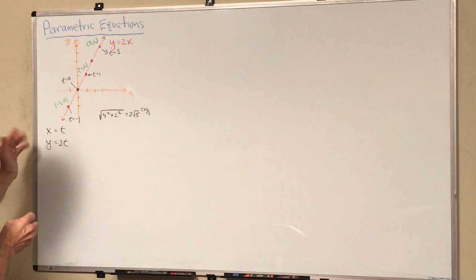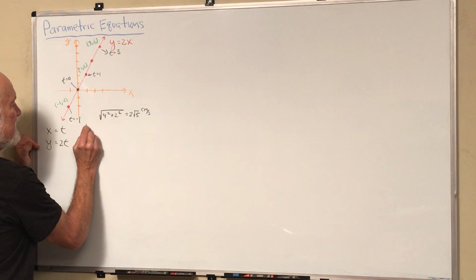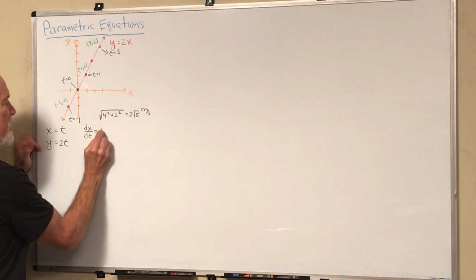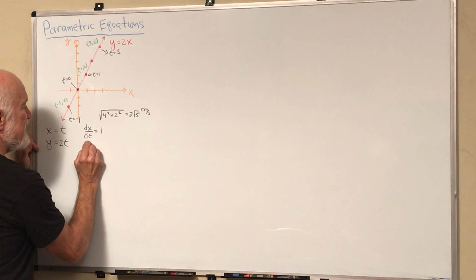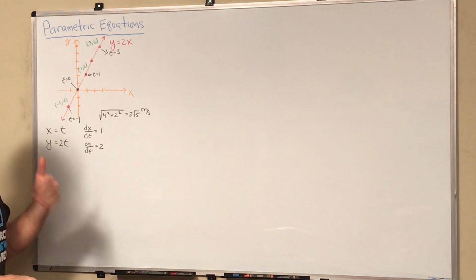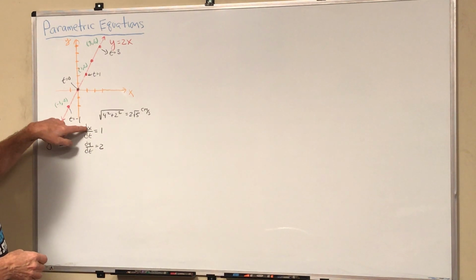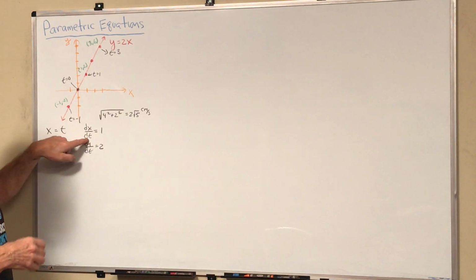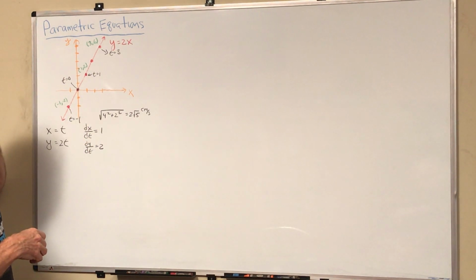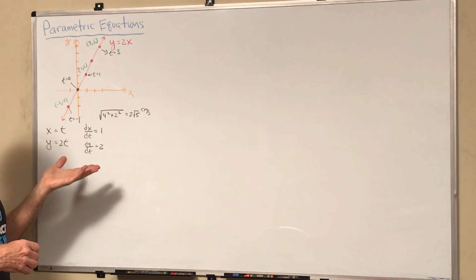So another thing you could look at is what happens if you take dx/dt. You get 1. And dy/dt is 2. Well, what does dx/dt mean? It means how much does x change versus a change in t. So that's saying as t changes by 1, x changes by 1. And as t changes by 1, y changes by 2.